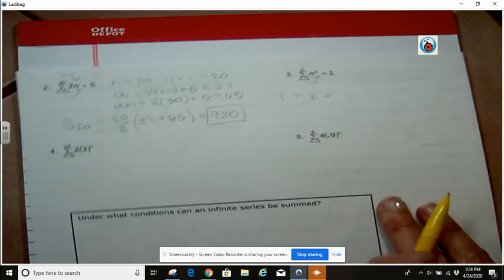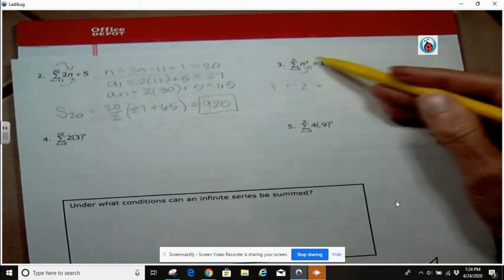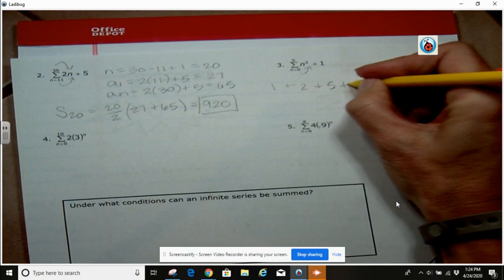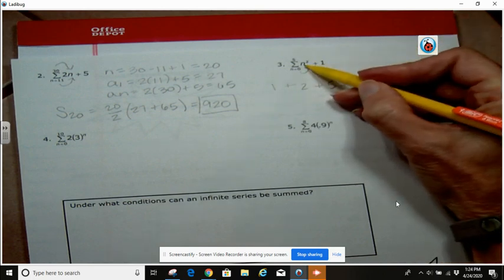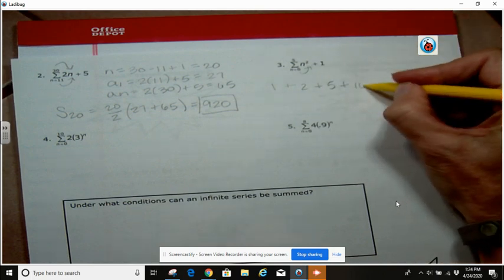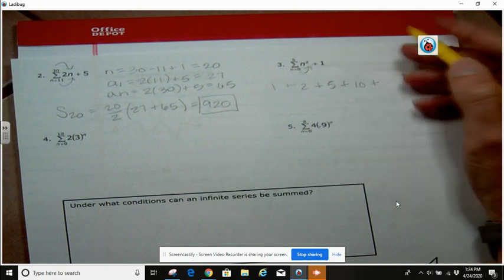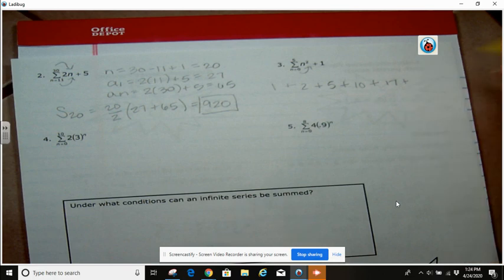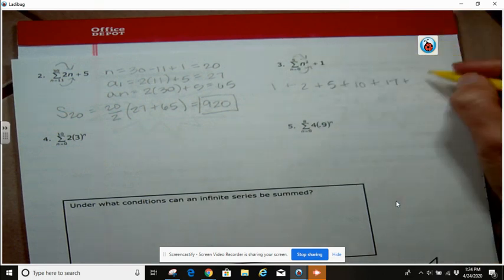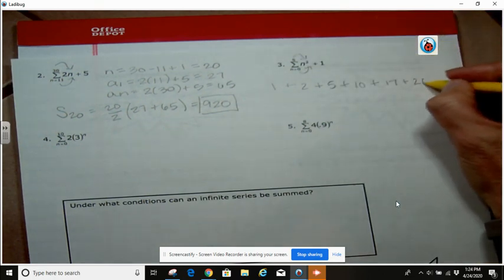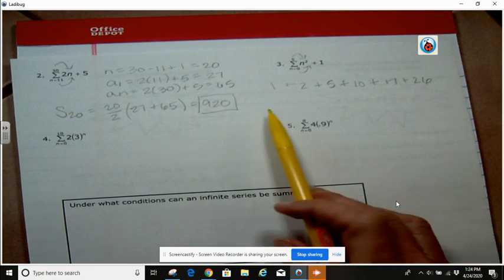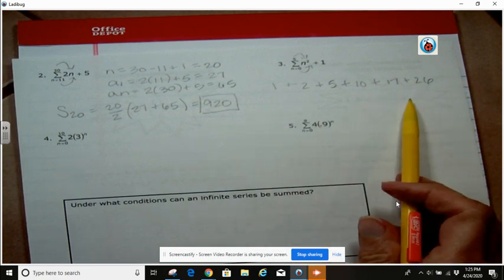Then I'm going to substitute in 2. So 2 squared plus 1 is 5. Then I'm going to substitute in 3. 3 squared plus 1 is 10. Then I'm going to substitute in 4. 4 squared plus 1 is 17. And I'm going to stop with 5 squared plus 1, which is 26. So there are 6 terms in this pattern.